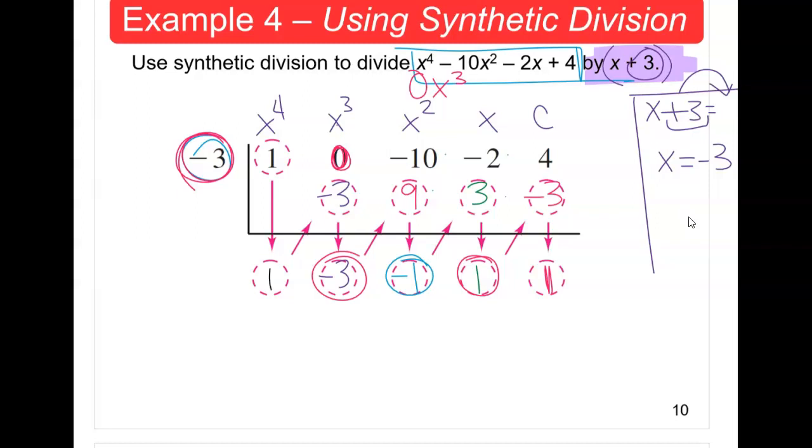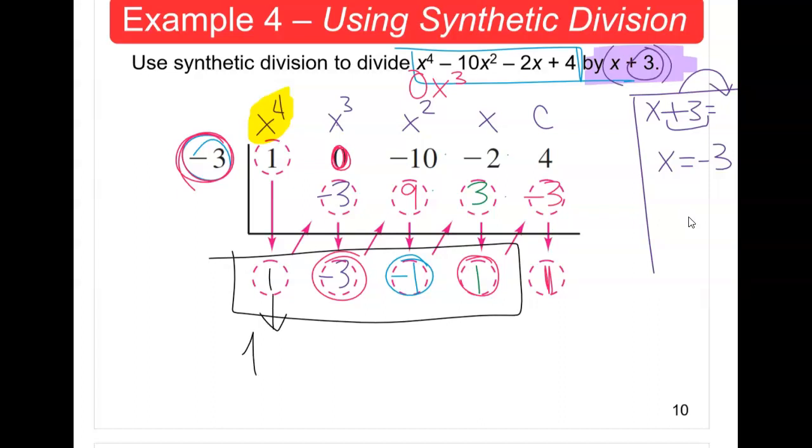Okay, so it's fine. So since we started with something of degree 4, our result is here. Those are our new coefficients, and the 1 is representing that we have 1 x to the 3rd power. Why to the 3rd power? Because we're dividing by a divisor of degree 1. So 4 minus 1 is 3. Then the negative 3 here is representing that we have negative 3x squared. The negative 1 here is representing negative 1x. The positive 1 is representing plus 1.